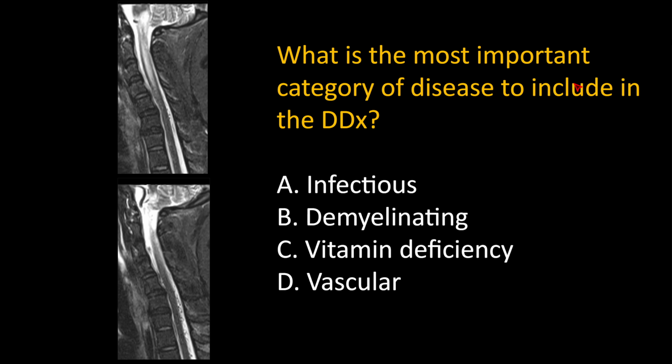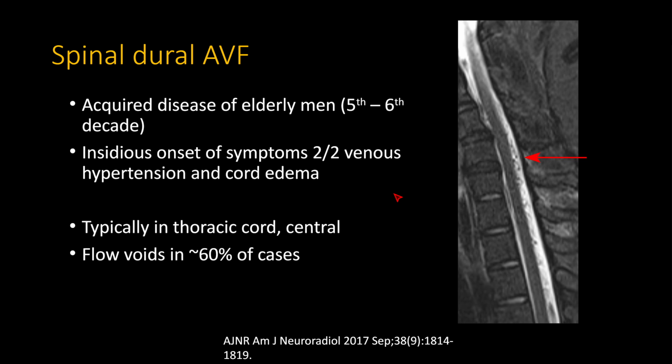So the question is, what is the most important category of disease to include in the differential diagnosis? Is it infectious, demyelinating, vitamin deficiency, or vascular? And of course, due to the presence of these flow voids here, vascular is the most important category to include in the differential diagnosis. So we'll talk about spinal dural arteriovenous fistulas, which is exactly what this case is.